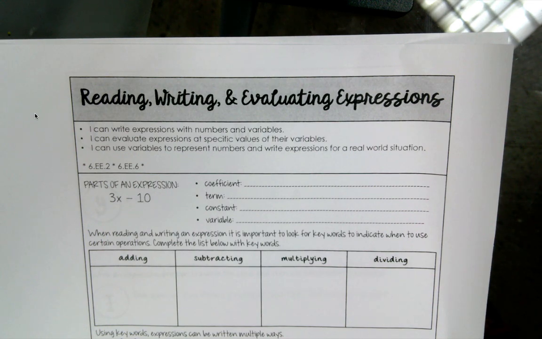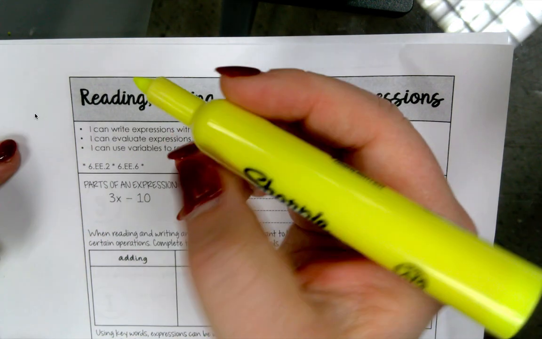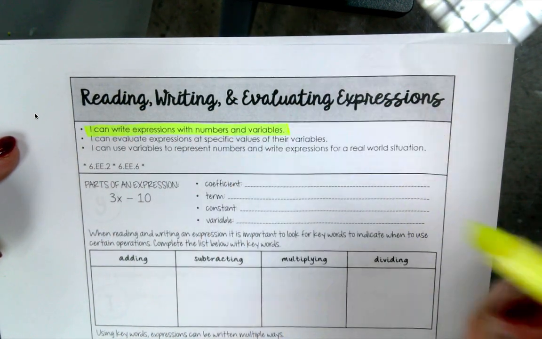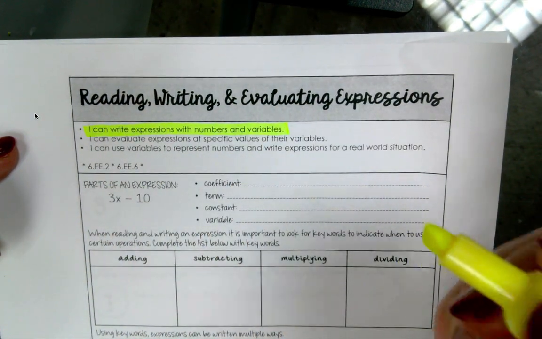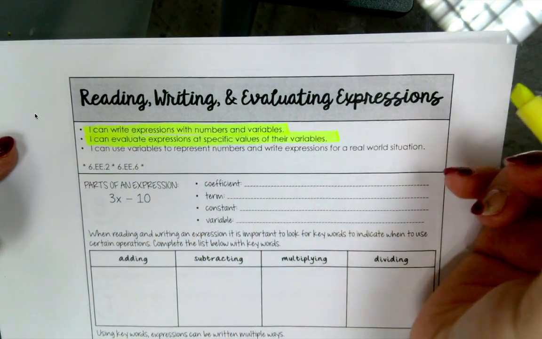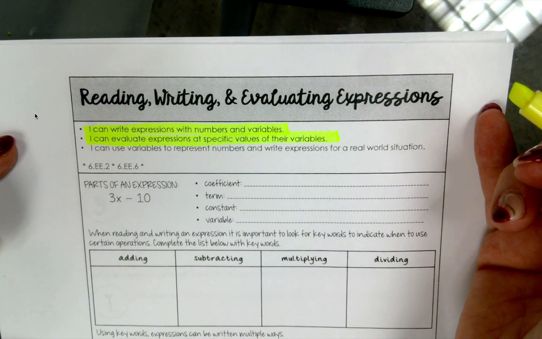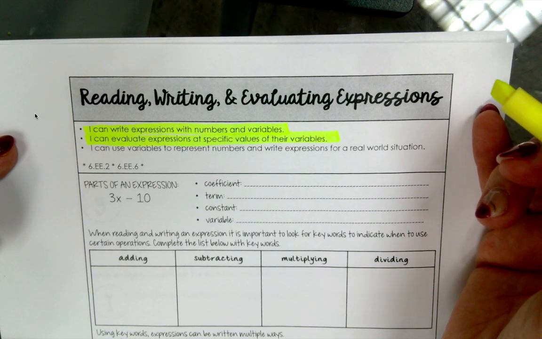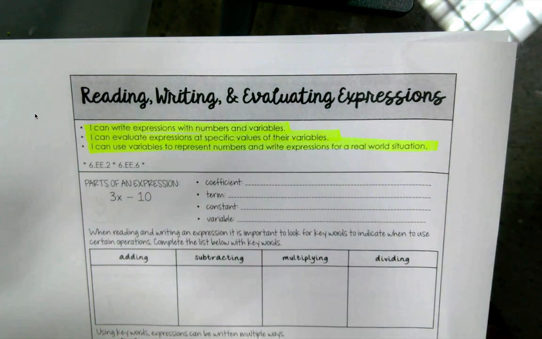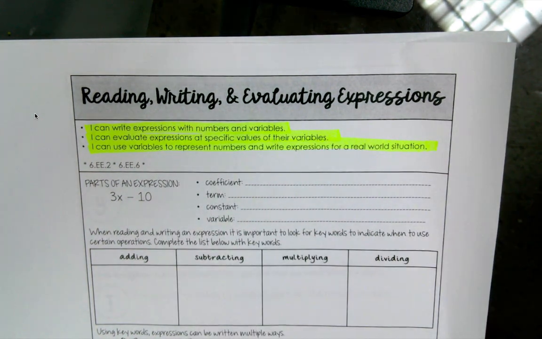So the goals we have are to write expressions with numbers and variables. Evaluate expressions at specific values of their variables, and we'll talk about what that means. And then I can use variables to represent numbers and write expressions for a real world situation.